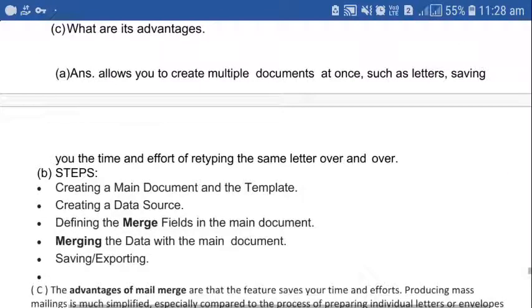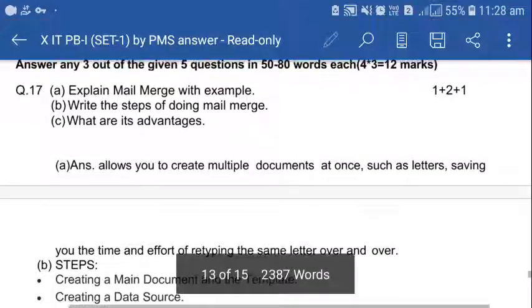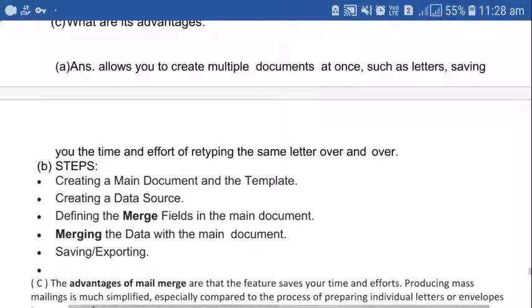So the answer is it allows you to create multiple documents at once, such as letters, saving you the time and effort of retyping the same letters over and over. So what is the advantage? What is the use of mail merge? Mail merge provides us a facility to create multiple documents at once, such as letters, saving our time and effort of typing the same letters again and again.